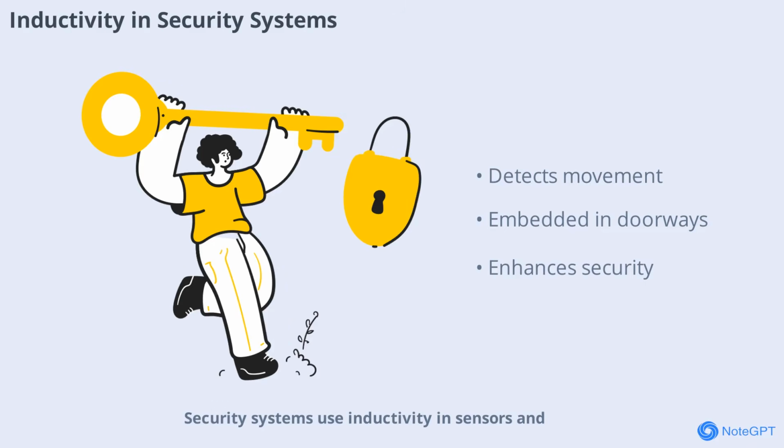Security systems use inductivity in sensors and alarms to detect unauthorized access or movement. Inductive loops are often embedded in doorways or floors to sense when someone enters or exits. This technology helps keep homes and businesses safe and secure.